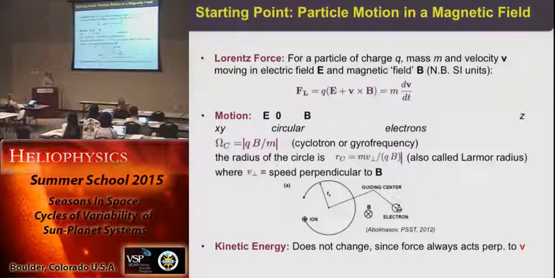So the radius of gyration depends on the particle's momentum and the perpendicular component of velocity, perpendicular to the field direction, and of course the field strength. So you'll tend to get tighter circles of gyration at higher field strength. The kinetic energy of a gyrating particle doesn't change, since this force alone, if we ignore electric field, is always perpendicular to the velocity direction.